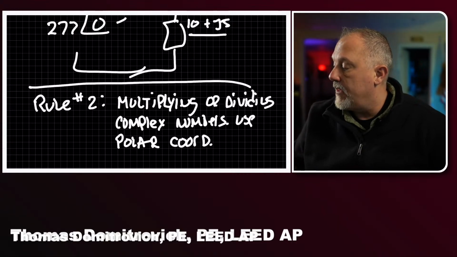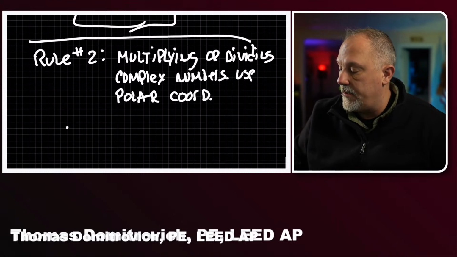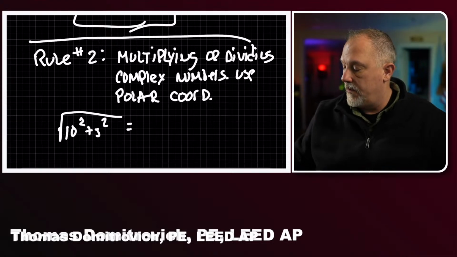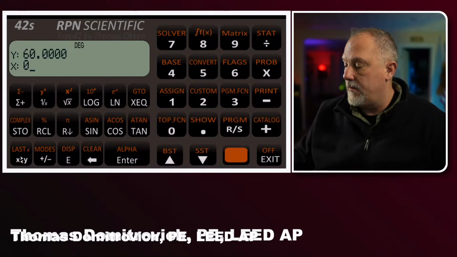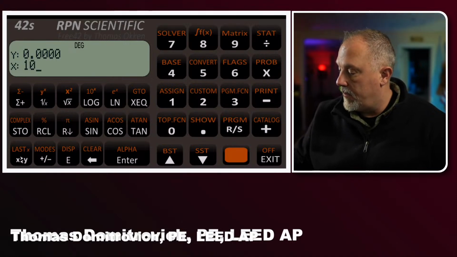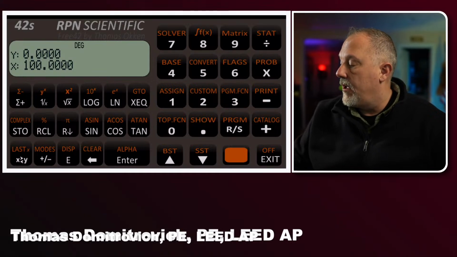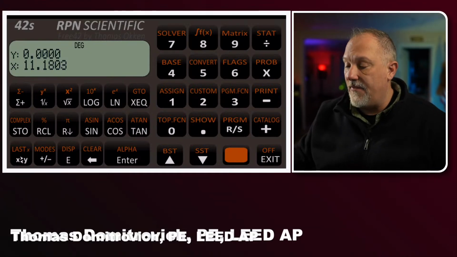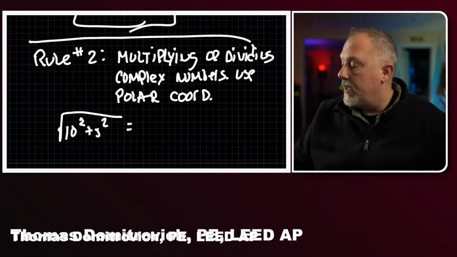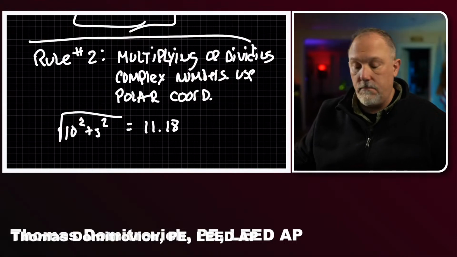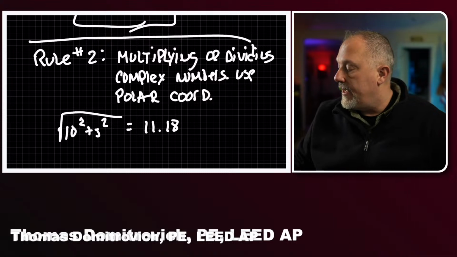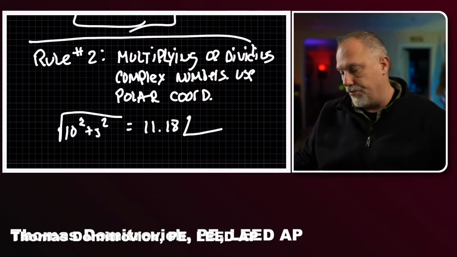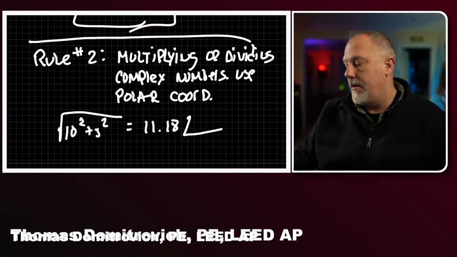So this would be a magnitude: 10 squared plus 5 squared, square root of 10 squared, 5 squared, add, square root, 11.1803, 11.18. So this is 11.18 at an angle of, I should be able to take 5 over 10.